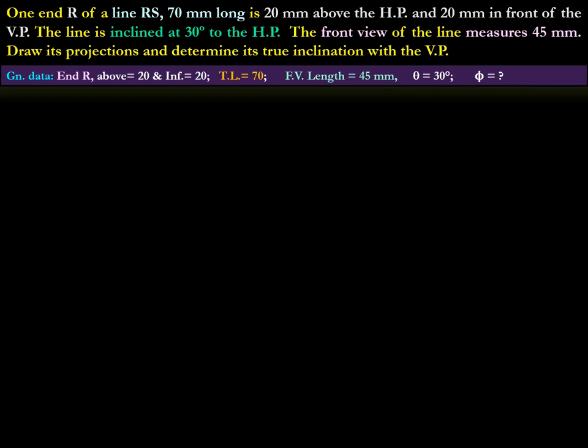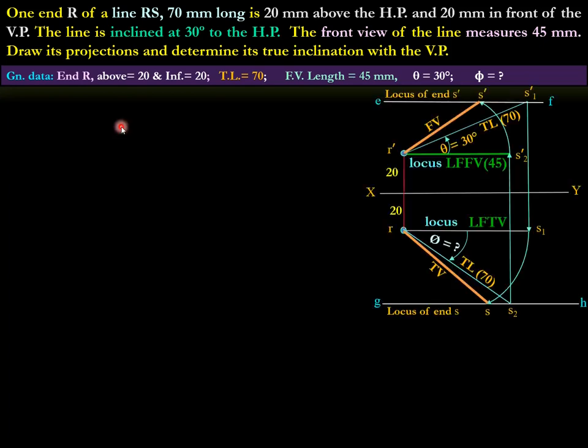Now let's find the projections of the given problem. Draw the XY line. It is given that point R is located 20 mm above the horizontal plane. Therefore, mark the front view point 20 mm above the XY line and name the projection as R dash. It is also given that the end R is located 20 mm in front of the vertical plane. Therefore, mark the projection 20 mm below the XY line and name the projection as small letter r.